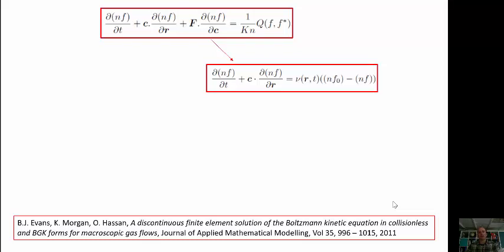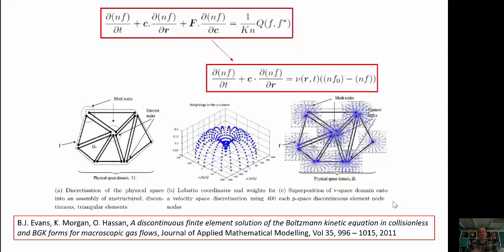Again, if you want more details on the kind of baseline mathematical or numerical model for solving this equation, I'd recommend you go and read this paper that was published in 2011 in the Journal of Applied Mathematical Modelling, which outlines the starting point for the work done on this project. So as I mentioned, the complexity in solving this is linked to the fact that you have to discretize not just the physical space of your problem, but also velocity space across which the unknown, the distribution function, is solved.